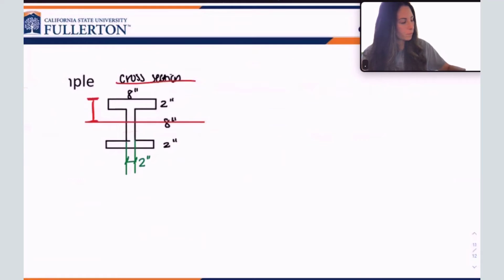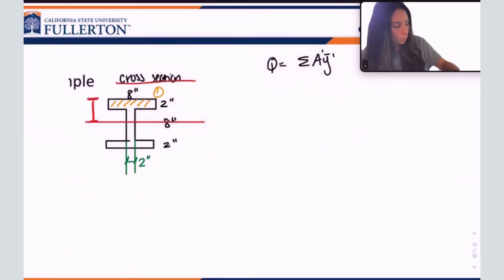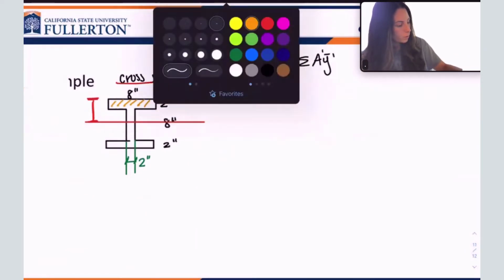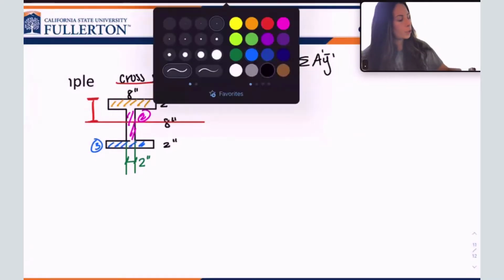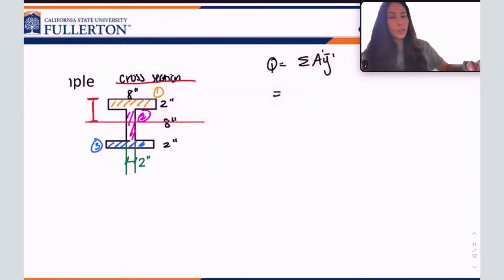Now, we know that Q is equal to the sum of A, Y bar prime. So we're going to split this up into 3 sections. This top section, section 1. This middle section, section 2. And the bottom section, section 3. Now let's go through each one of these. Equal to, let's do the top and the bottom section. They are equal in area. So I'm going to do these together.